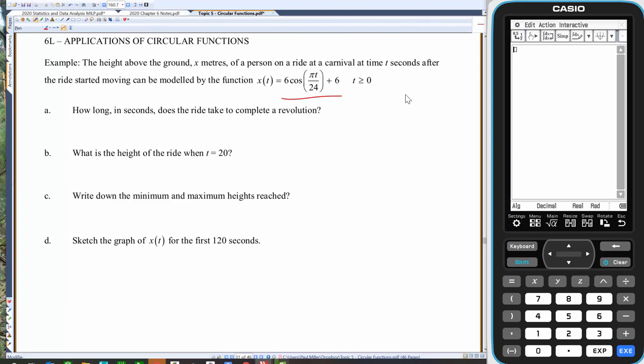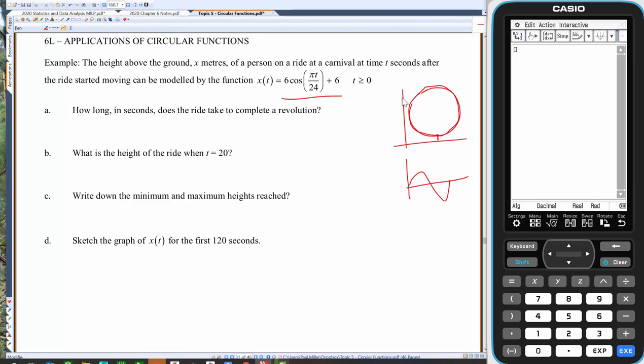Okay, so obviously this is the classic Ferris wheel question. It's a pretty basic looking Ferris wheel. If we look at the person who gets on here and moves around the Ferris wheel, it's exactly like a unit circle, okay? And so what that's going to produce is a basic circular function. How long in seconds does the ride take to complete a revolution?